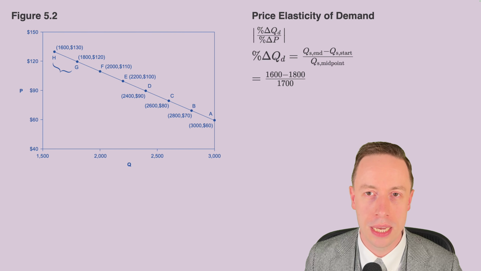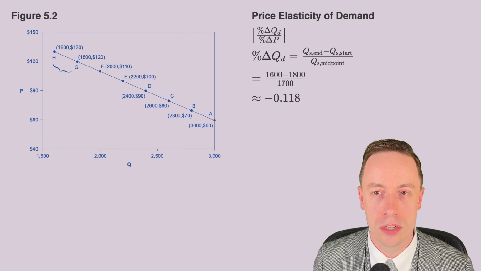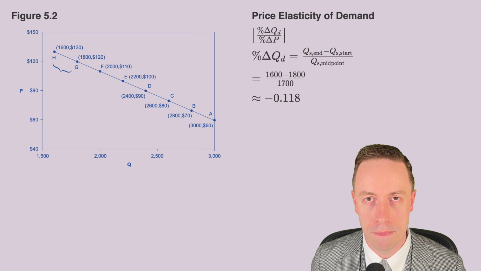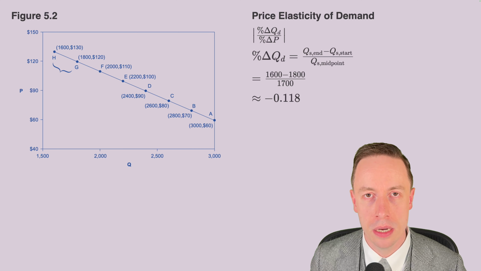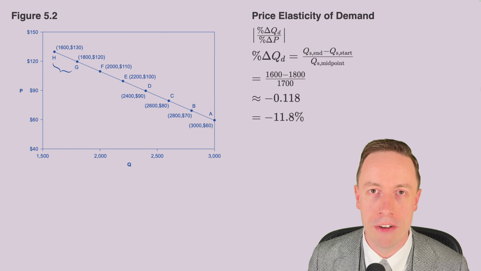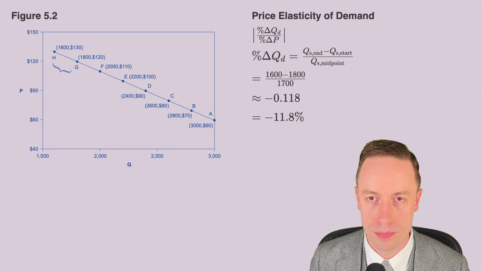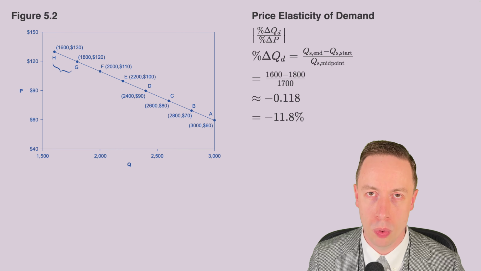And of course gives us a 200 unit change divided by 1700. Punch it in your calculator, negative 0.118 after some light rounding. Convert into percentage change, negative 11.8%. Next comes the price, so let's identify our price values, 120, 130.